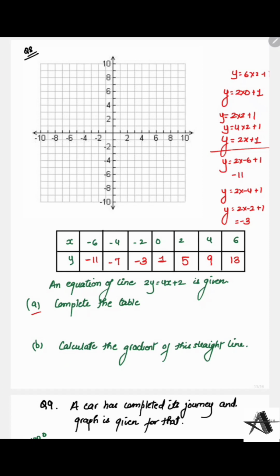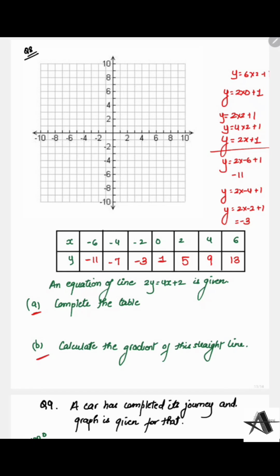But here it says complete the table that we did and calculate the gradient of this straight line. It's not mandatory to draw the straight line, but still let me draw it to get a better idea of the gradient. So negative 6 comma negative 11. If you don't want it, it's perfectly fine. It's not necessary at all. If it's not mentioned that you have to draw the straight line, don't do that. If you want to calculate, we just calculate the gradient of this straight line directly.